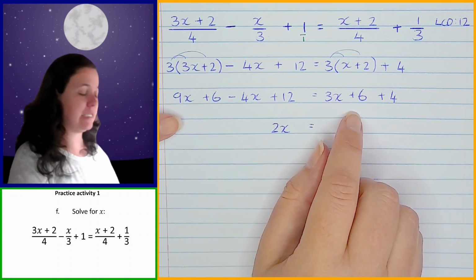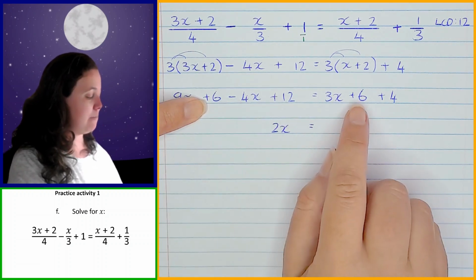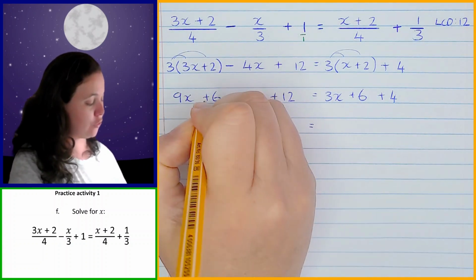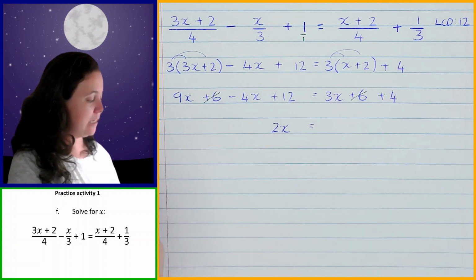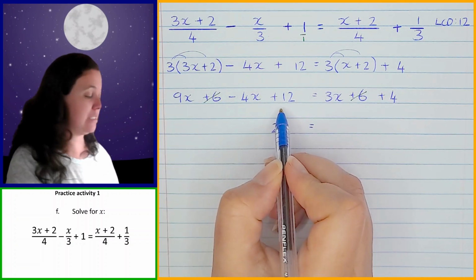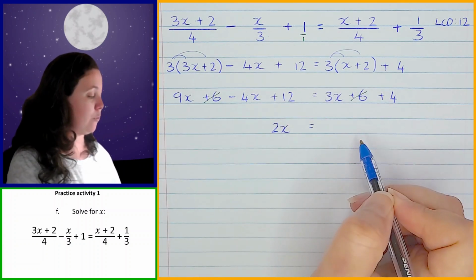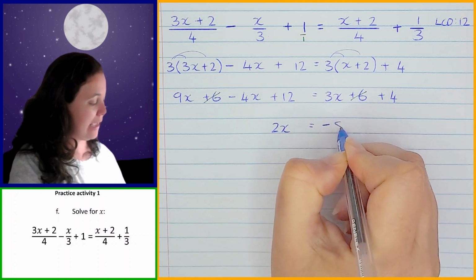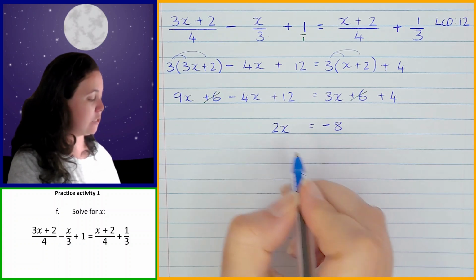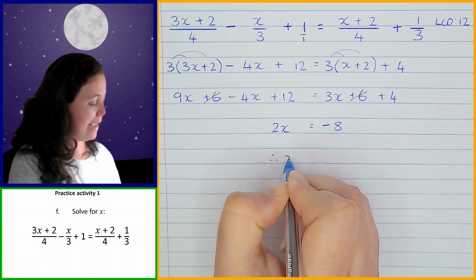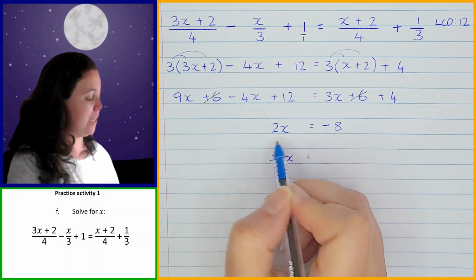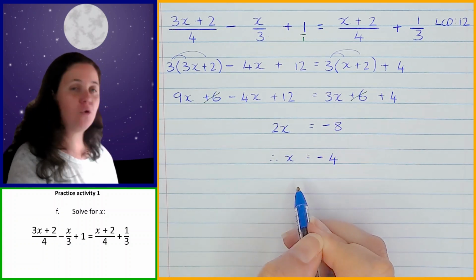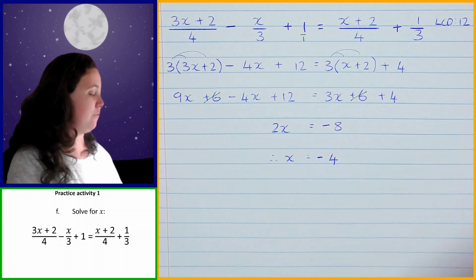And then for my constants, I've got over here plus 6 and plus 6. If I subtract 6 on both sides, they're going to cancel each other out. And then I need to get rid of the 12 on this side, so I'm going to subtract 12 on both sides. That gives me 4 minus 12, which is negative 8. So now I have 2x equal to negative 8. Therefore, x is equal to negative 8 divided by 2, which is negative 4. So that's what you should have got for question F, that x is negative 4.